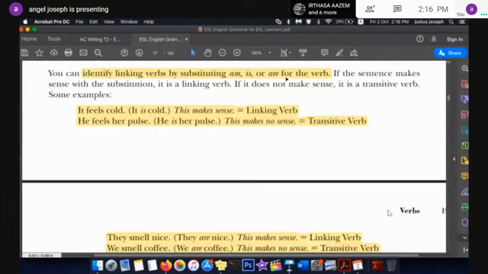Now let's also discuss another method to find out a linking verb. As I said, if you look at these words, am, is, are, A-M, I-S, A-R-E, they are all from the be family. As I mentioned earlier, they are all from the be family.